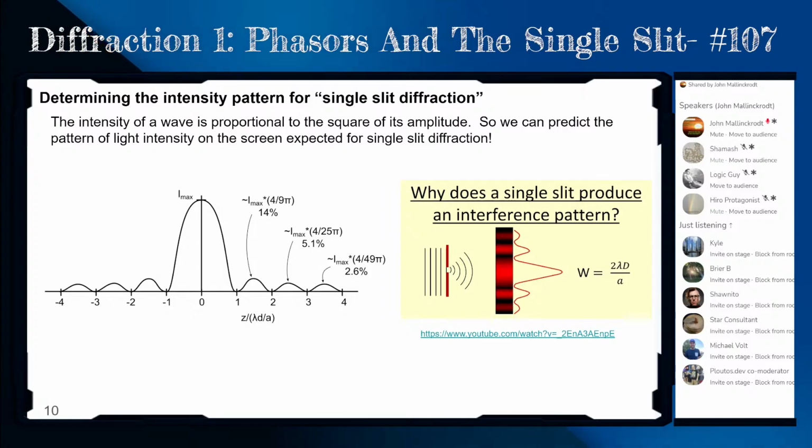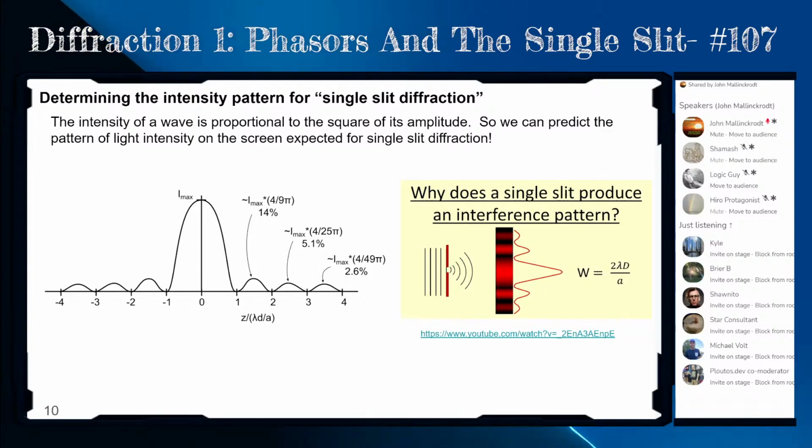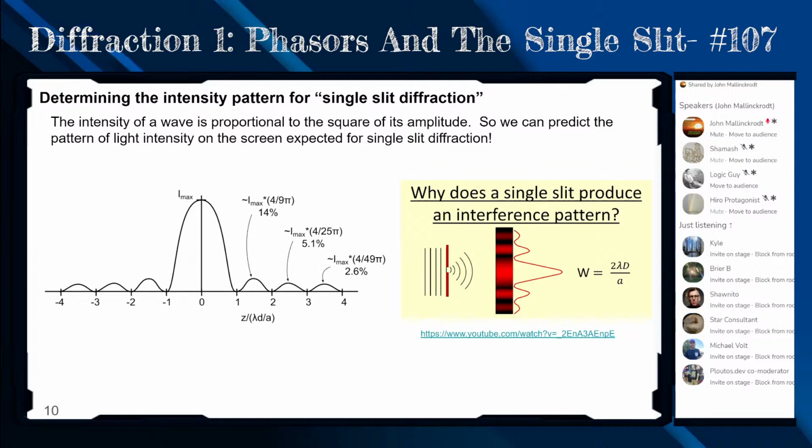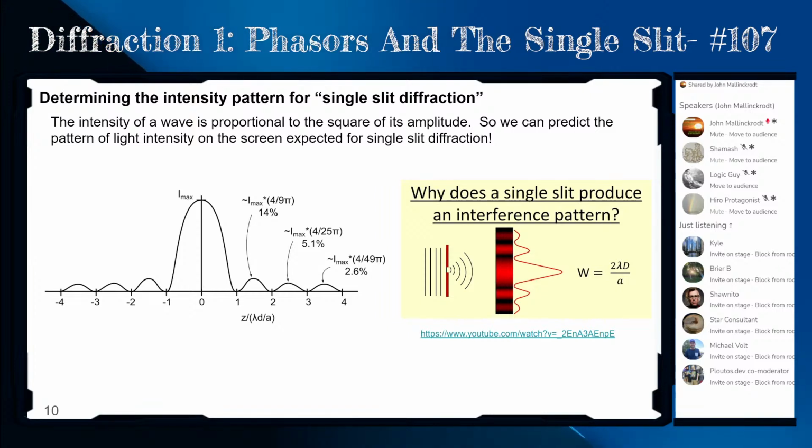If I square the r naught, the amplitude in the center, I get I max. If I square the 2 over 3 pi r naught, I get 4 over 9 pi squared. Sorry, there should be a pi squared there. Oh, I screwed it up. I screwed up the numbers too. That graph is really screwed up. Anyway, if I square it, I get 4 over 9 pi squared, not 4 over 9 pi, times r naught squared. R naught squared is I max, basically. So I'm just showing you what the successive things look like.